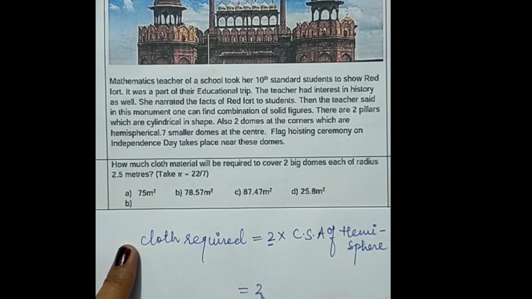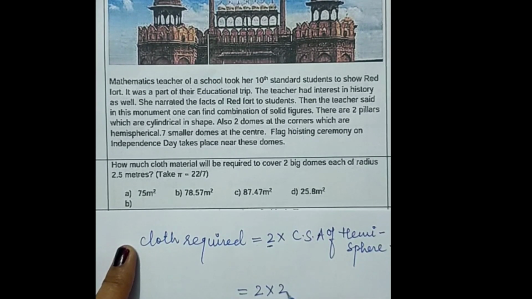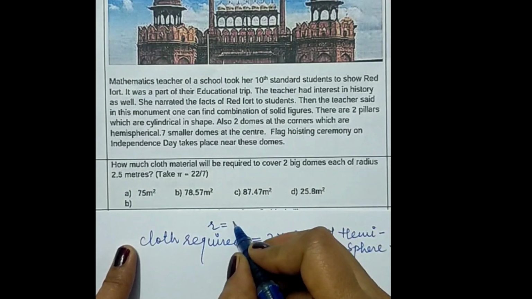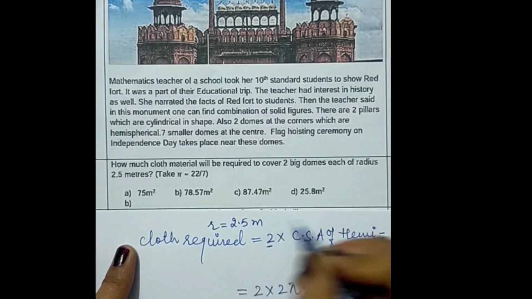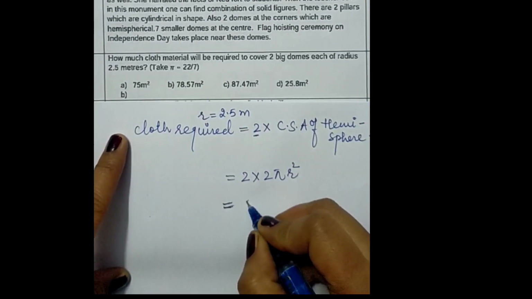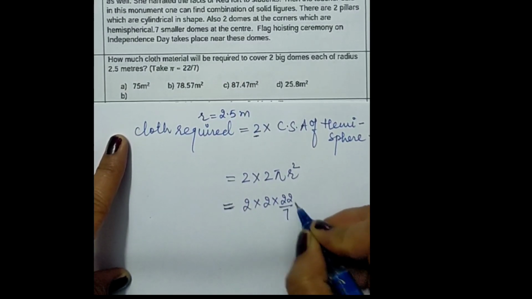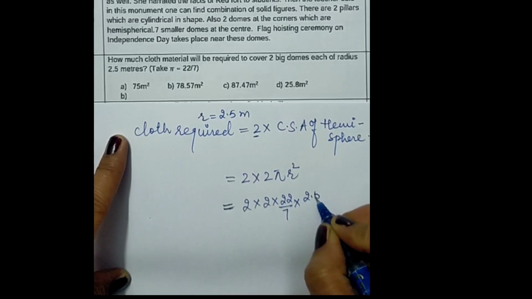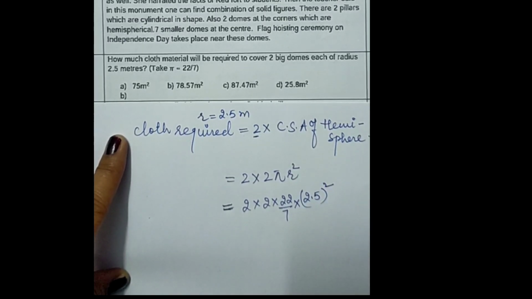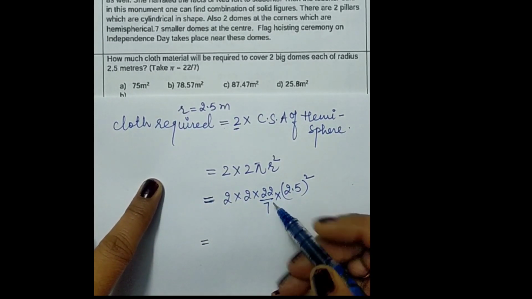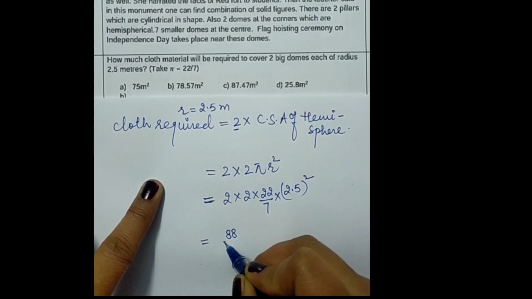And what is the formula for that? That is 2 pi r square. And we have been given r as 2.5 meters. So 2 into 2, pi is given to be 22/7 and r is given to be 2.5. So let's solve it now. So 2 2s are 4. 4 into 22 becomes 88.